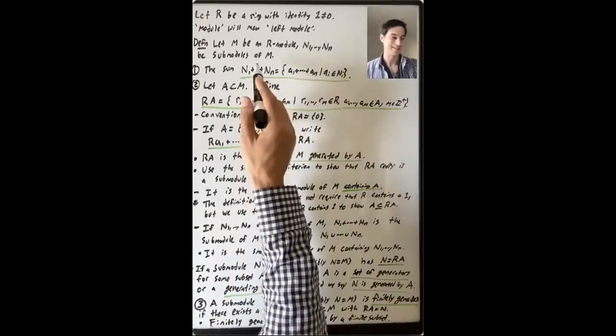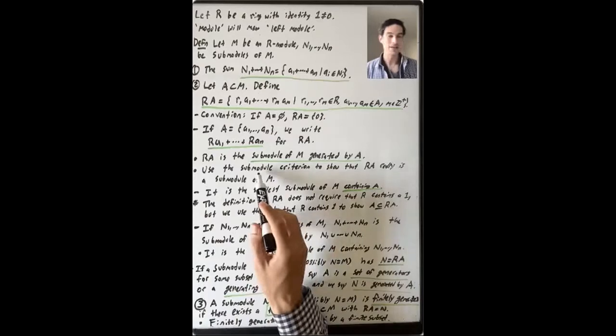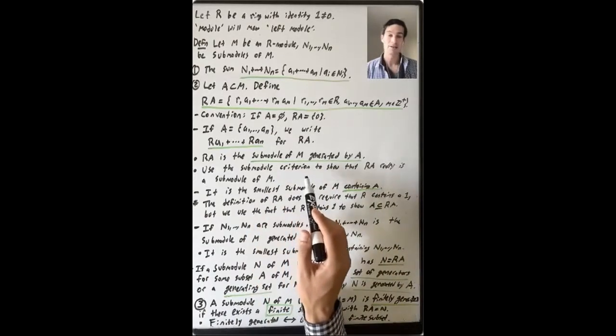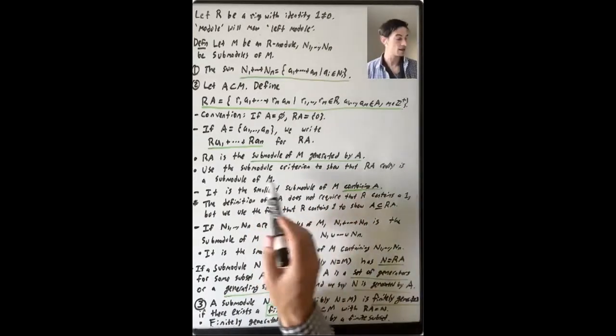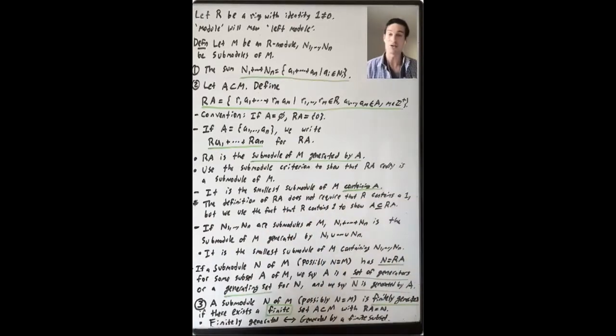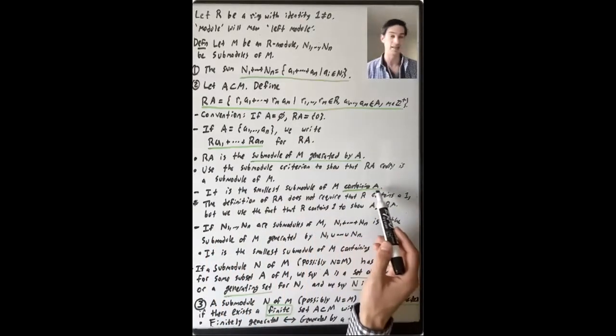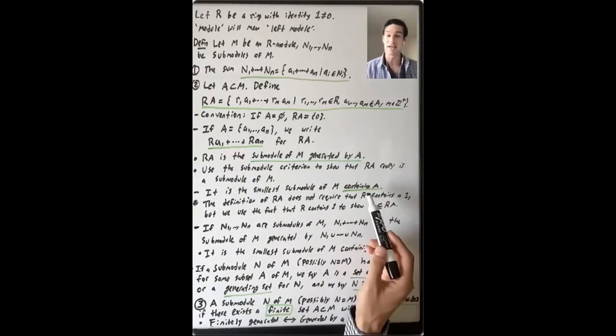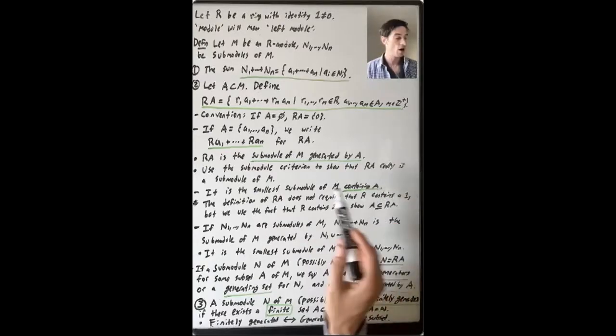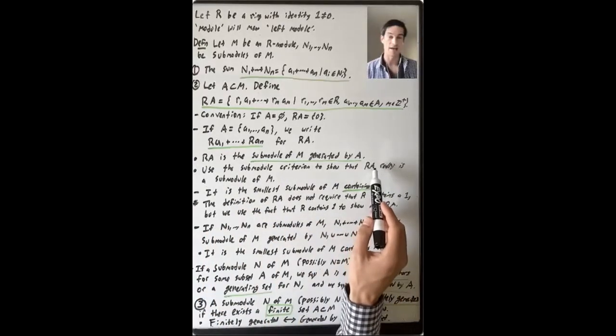I already said something about this before. You can use the submodule criterion to check that RA really is a submodule of M, and you should do that once. You can also see pretty easily that it is the smallest submodule of M containing A, in the sense that any other submodule containing A also contains RA.